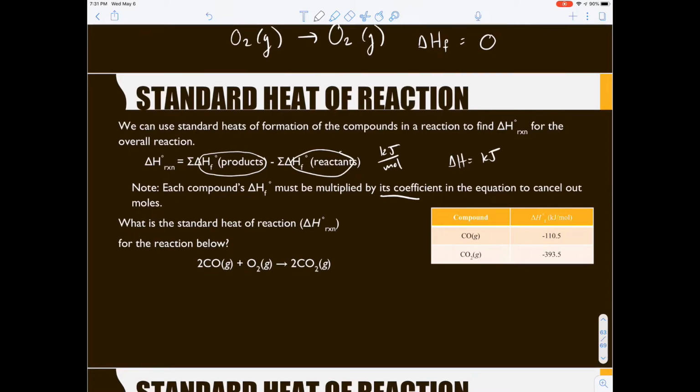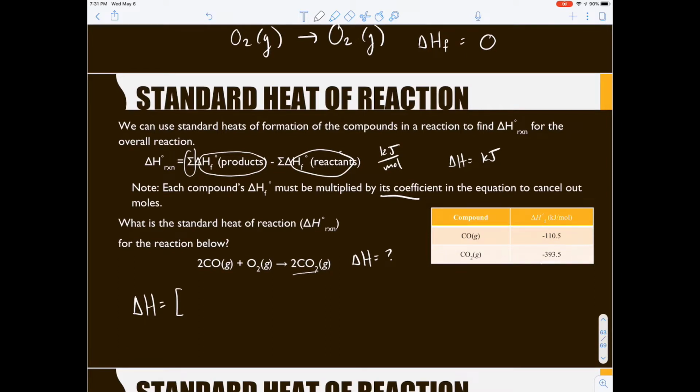All right, so what does that even mean? How do we apply this? What is delta H for this reaction? We're going to do products minus reactants. This symbol here is capital sigma, and it means sum of, or summation. Heat of formation of the products. We only have one product, it's CO2 gas. Its heat of formation is negative 393.5.